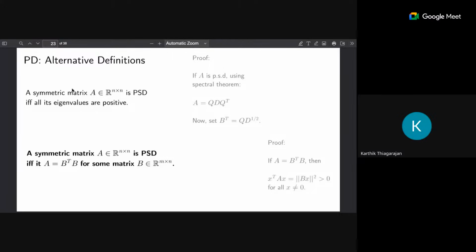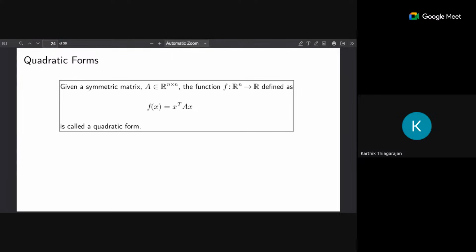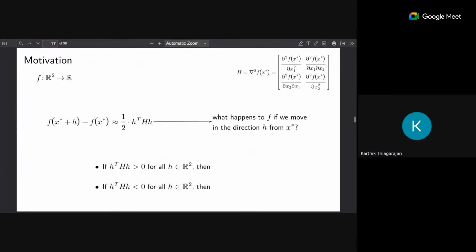Few more slides only. So that brings us to the quadratic form. Whatever we have seen so far are symmetric, positive definite, or semi-definite matrices. But what we studied earlier, right? This whole h transpose H h, right? This is the motivation. So this thing is called a quadratic form.